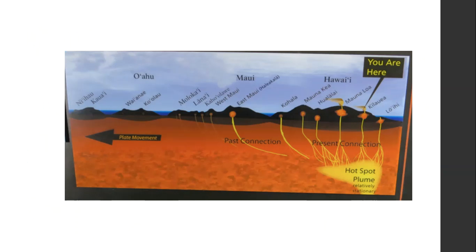And this picture I actually took at Volcanoes National Park, which shows here is that hot spot, that plume. The big island of Hawaii has Mauna Loa and some other smaller volcanoes. Maui has a past connection, but still has a little bit of activity. But you can see the plate was moving this way off of this hot spot. These islands used to be active volcanoes, but they no longer are.